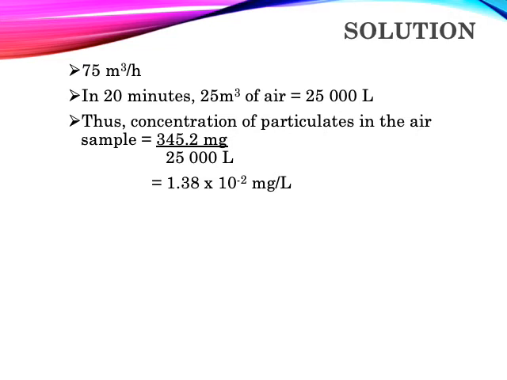So to calculate that one, you have 75 cubic meter per hour, 20 minutes. In 20 minutes, you can collect about 25 cubic meter of air, which is equal to 25,000 liter. And the concentration of particulates in the air sample is 345.2 milligram divided by 25,000. You can get 1.38 times 10 to the power of minus 2 milligram per liter.